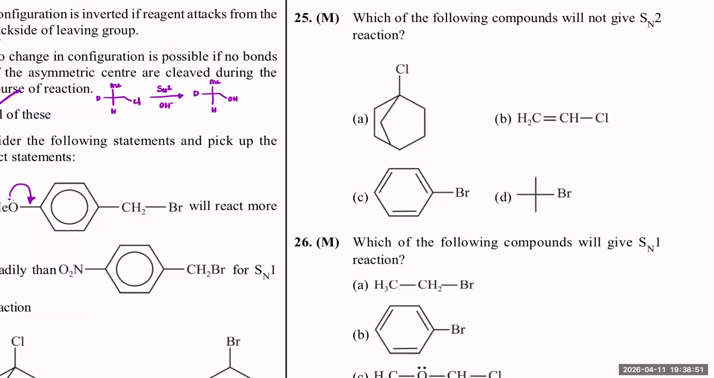25th. Please check out 25th. Which one is correct? Which of the following will not give SN2? Bridge position will not give, vinylic will not give, phenolic will not give, tertiary will not give. All of them will not give SN2.